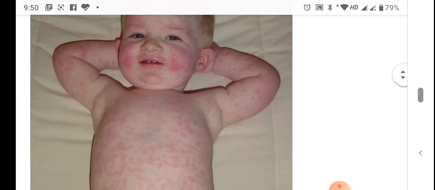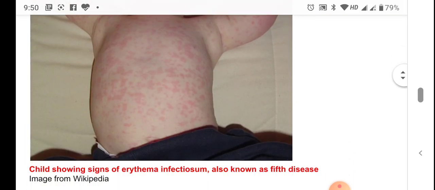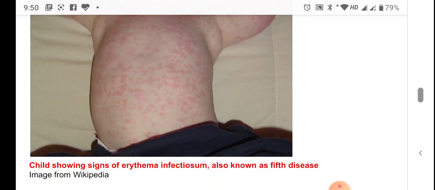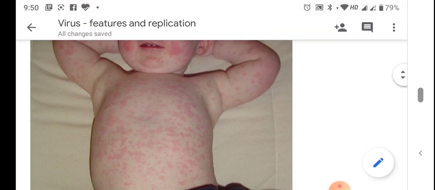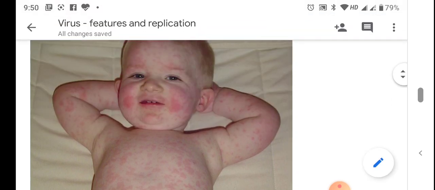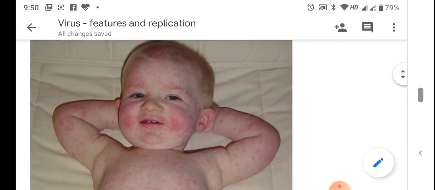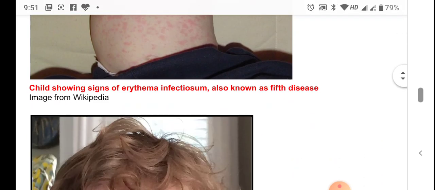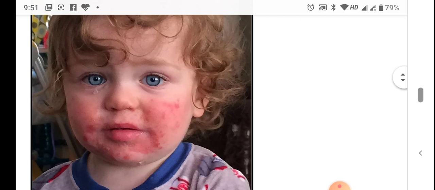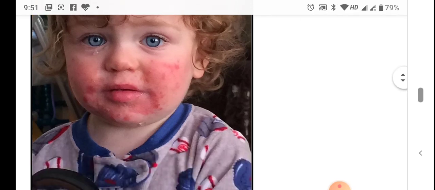This is the fifth disease. A child showing some signs of erythema infectiosum, also known as fifth disease. You can see the red rash, typical of this particular disease, and on the cheek it is more prominent. The red rash is bright red and more prominent. That's why it is known as slapped cheek syndrome. This is another picture showing the slapped cheek syndrome.